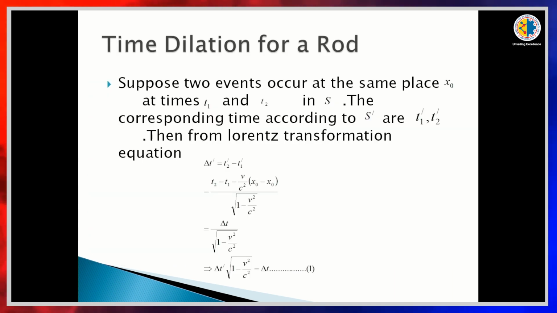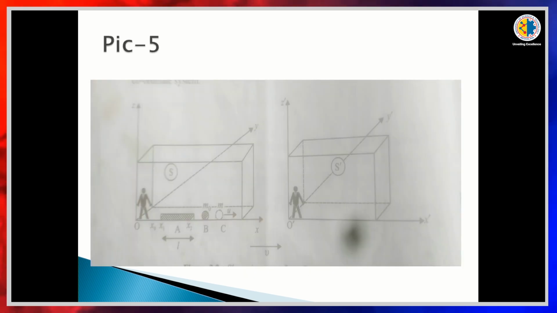Suppose two events occur at the same place x0 at times t1 and t2 in the S frame. The corresponding times according to the S dash frame are t1 dash and t2 dash. So, according to the S dash frame, each time it observes the rod, the times are t1 dash and t2 dash, and the events are at the same place x naught, which lies between the two points x1 and x2.